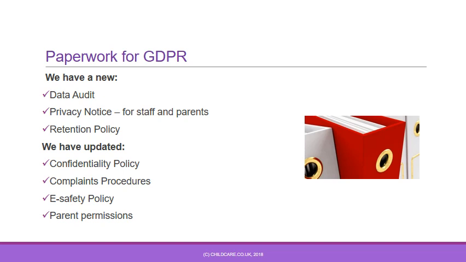Your setting will have new paperwork for GDPR. We've already mentioned the privacy notice and the retention policy. Your manager or your owner will also have updated other documents, maybe the complaints policy or the confidentiality policy or e-safety or your parent permission forms. Do take a moment to look at the documents so you can see how they relate to GDPR. You'll be sharing them with parents, and if parents ask you any questions, it may be useful if you can give them a quick answer because you've read it yourself.